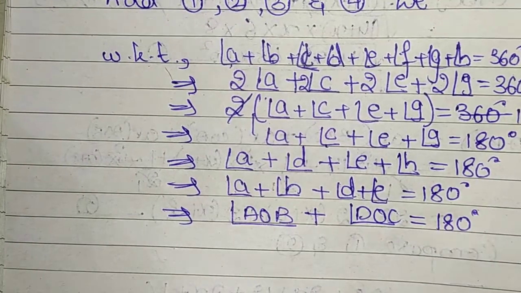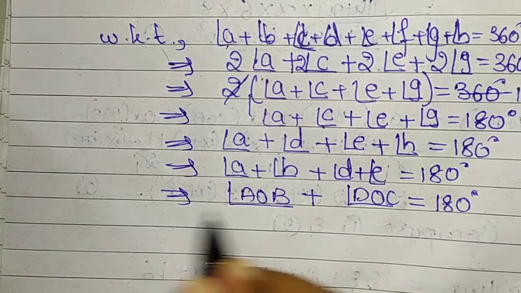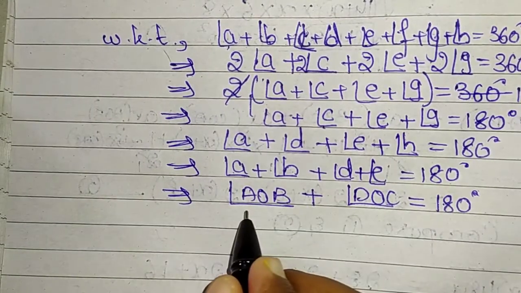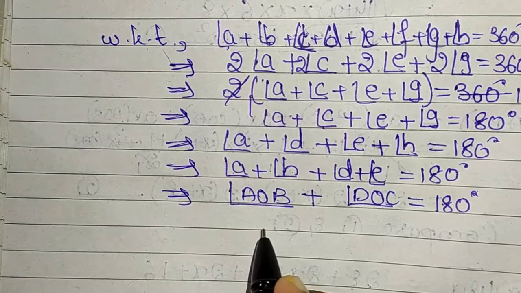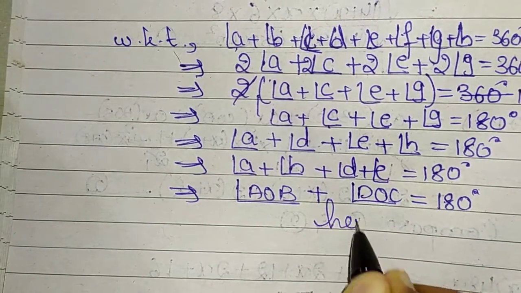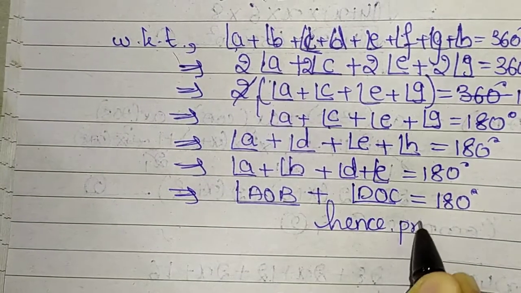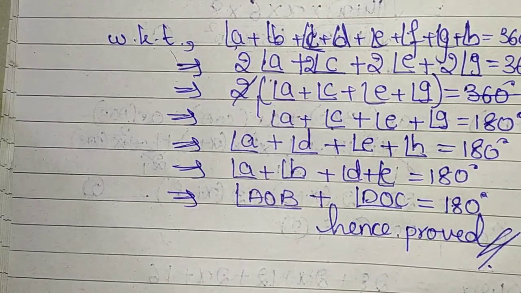So this is the result we were hoping to prove, that the angles subtended by the opposite sides of a quadrilateral at the center of the circle are supplementary, hence proved. So this completes your chapter on circles. That's all for today. Thank you.